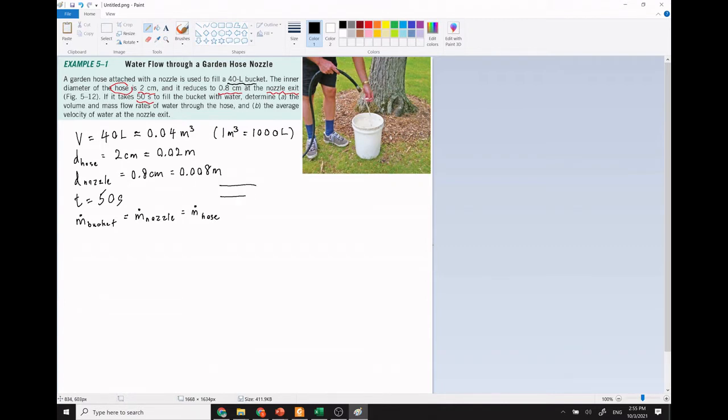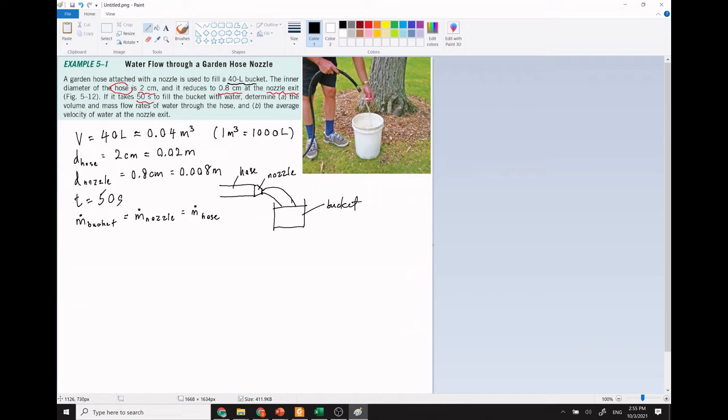So you have a hose, and then you have a nozzle. So this is a hose, this is a nozzle, and then you have a bucket to be filled up with water. So the water is coming in to fill the bucket. The diameter of the hose is 2 cm. The diameter of the nozzle is 0.8.